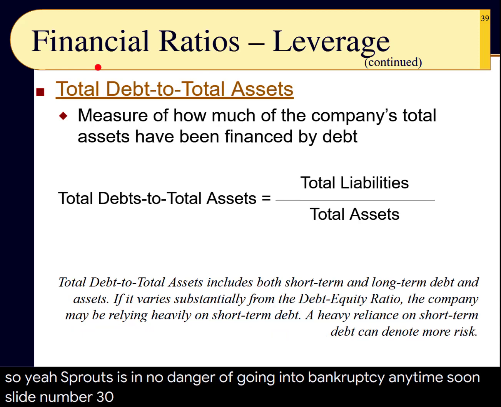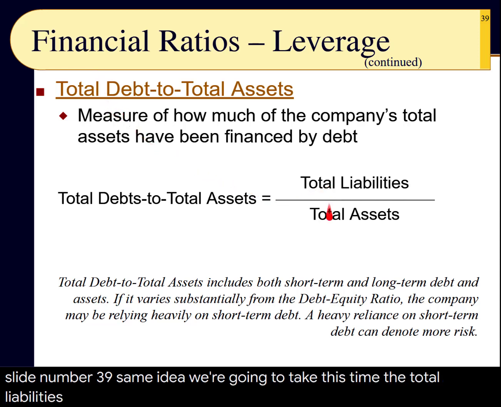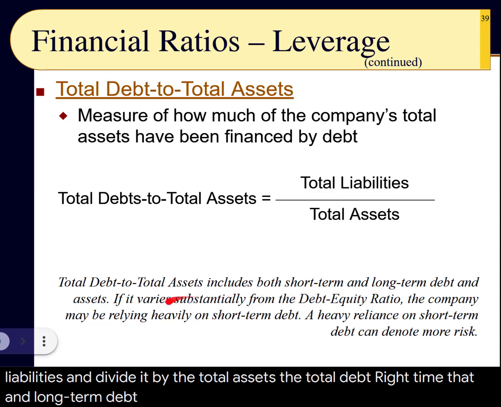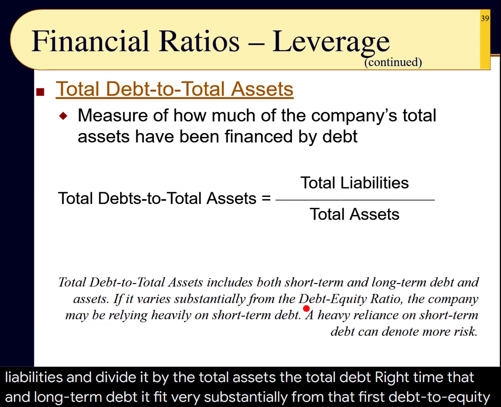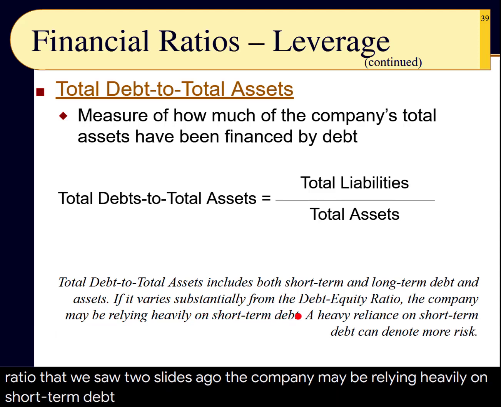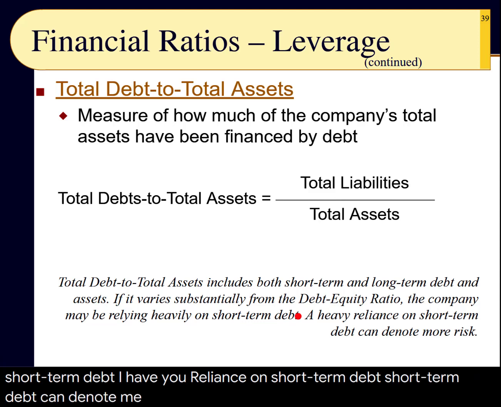Slide number 39. Same idea. We're going to take this time the total liabilities and divide it by the total assets. The total debt to total assets includes both short-term debt and long-term debt. If it varies substantially from that first debt-to-equity ratio that we saw 2 slides ago, the company may be relying heavily on short-term debt. A heavy reliance on short-term debt can denote more risk. It doesn't have to, but think about it.